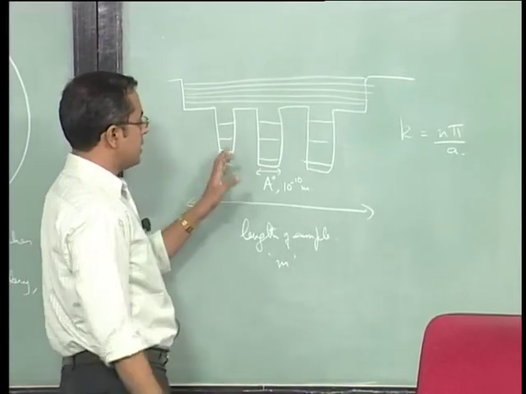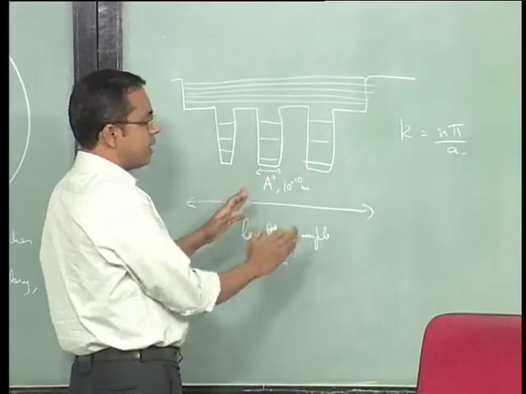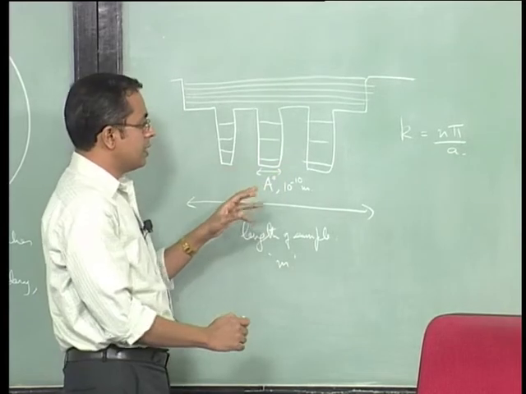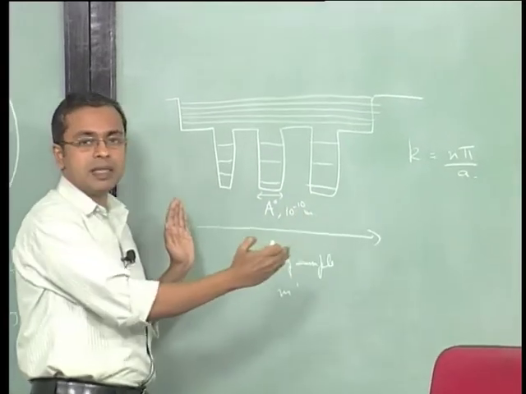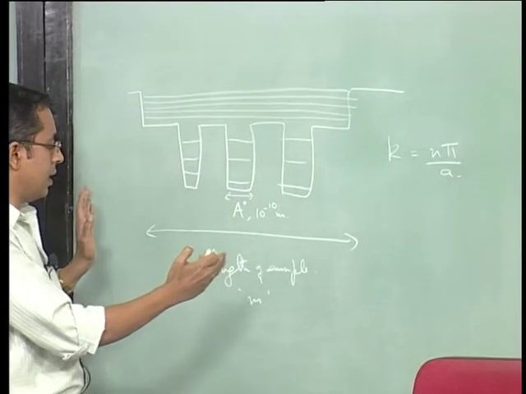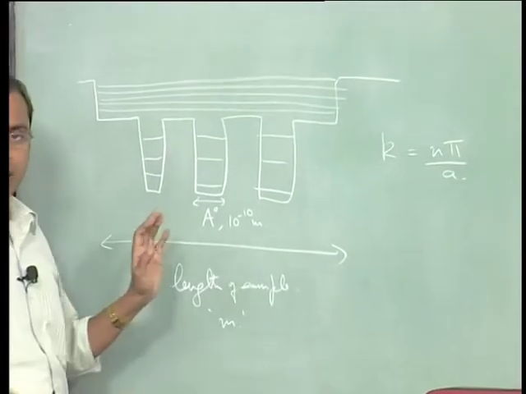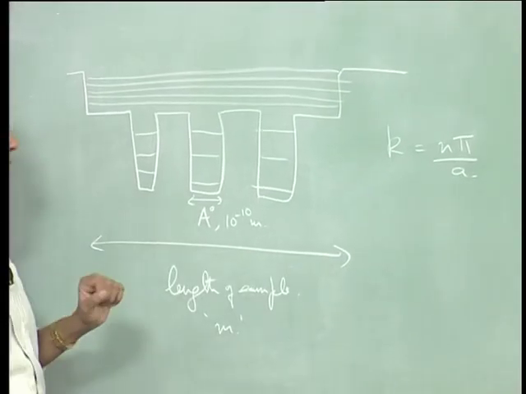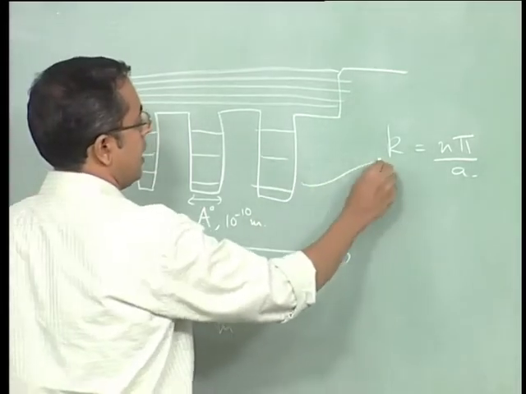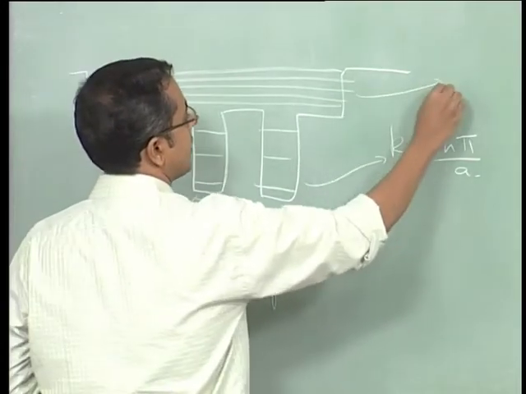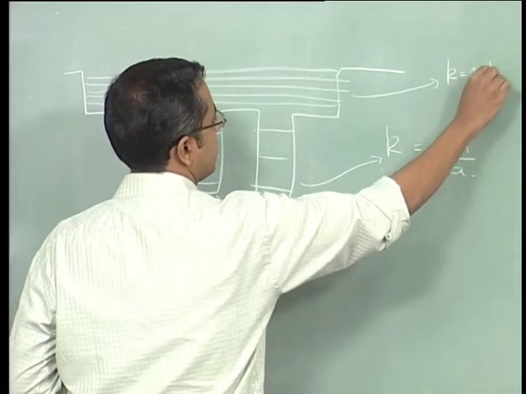In both cases it is n pi, the wave vectors allowed are n pi by the length, or the dimension associated, the extent of the length in that particular direction. So in this case k is n pi by a, and in this case k is n pi by L.